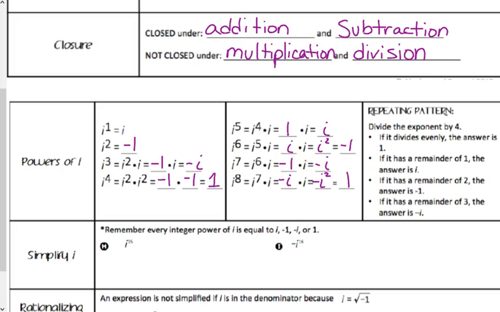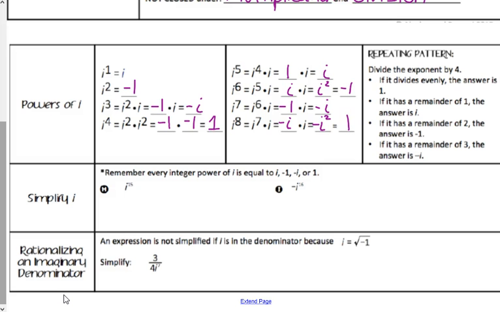So let's look at I to the fifth. 5 divided by 4 is 1 remainder of 1. We got I. If it has a remainder of 2, the answer is negative 1. I to the sixth divided by 4 is 1 remainder 2, and we ended up with negative 1. And same thing with the remainder of 3. I to the seventh, 7 divided by 4 is 1 remainder 3, and we got negative I. The pattern will always work. So let's give it a try and see how it works.